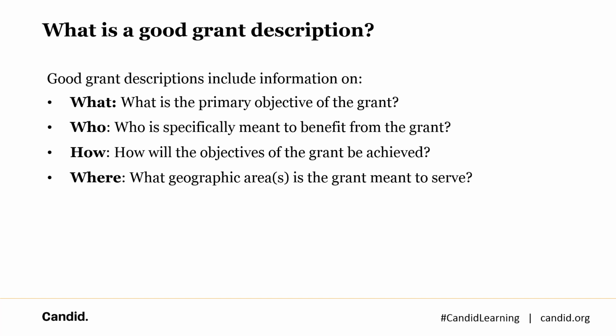We say that a good grant description covers the what. So what's the primary objective of the grant? The who: who's specifically meant to benefit from the grant? The how: how will the objectives of the grant be achieved? And the where. So what geographic areas is the grant meant to serve, since that's often different than where the recipient of the funding is located.